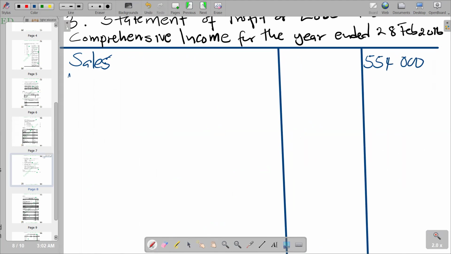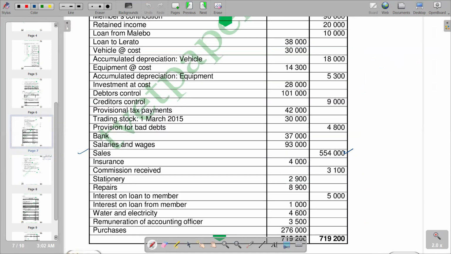Then beneath that, we are now going to the section of less cost of sales. On the cost of sales, we check if we are given the calculated figure of cost of sales in the list of balances. You'll see that we do not have the figure of cost of sales. If you don't have it, obviously you have to start with the opening stock, add purchases, add any carriages if they are there, and then subtract the closing stock to get your figure for cost of sales. From the information given, you see that the opening stock is our trading stock on 1 March 2015, which is 30,000. So we are going to put our 30,000 as our opening stock.